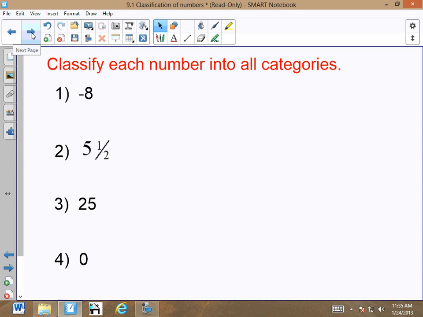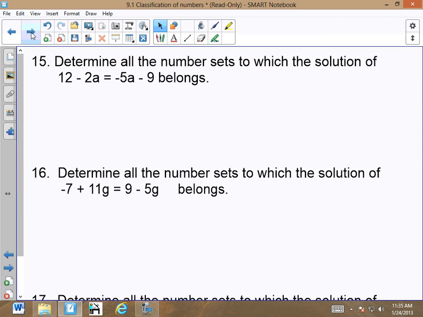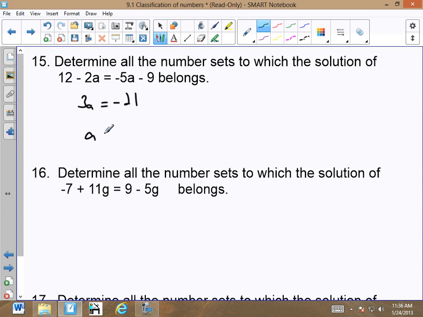I'm going to skip because I want to look at number 15 for the video people. These are going to be on the test. These are going to be on the CRT at the end of the year. I have to solve this because I need to determine all the number sets the solution belongs to. So I add 5 to both sides, get 3a. I subtract 12, negative 21, divide by 3. A equals negative 7. So what it wants me to classify is negative 7.